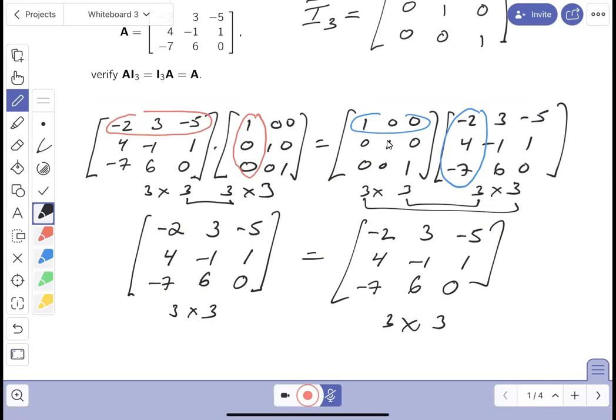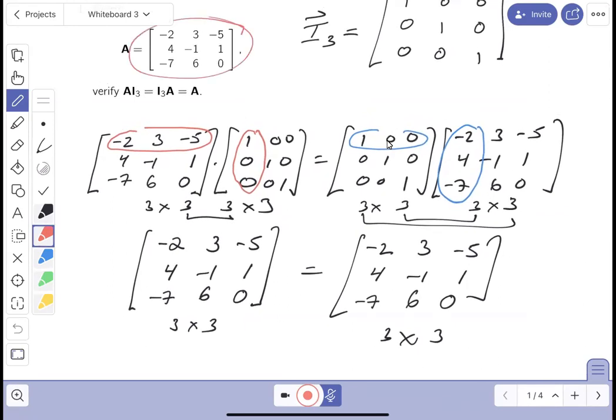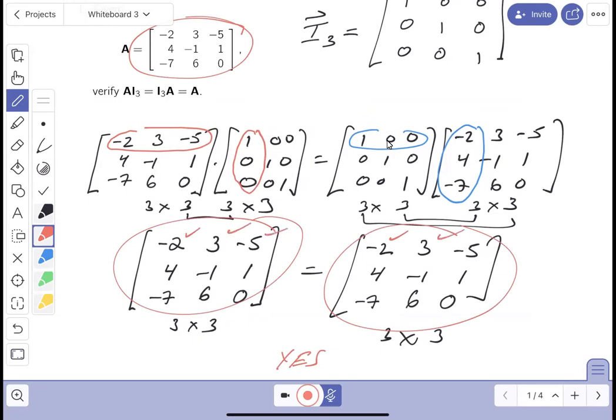They want us to verify that it actually gave us the matrix A back. Look at it. Is that the matrix A? Yes. You may want to look at it entry by entry: -2, 3, -5, 4, -1, 1, -7, 6, and 0. And certainly verify it up here too: -2, 3, -5, 4, -1, 1, -7, 6, 0.